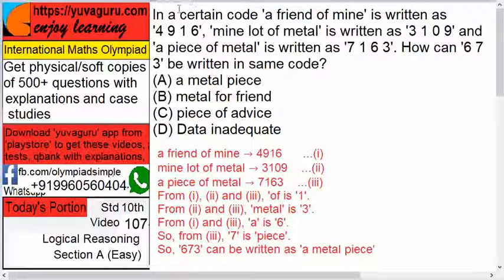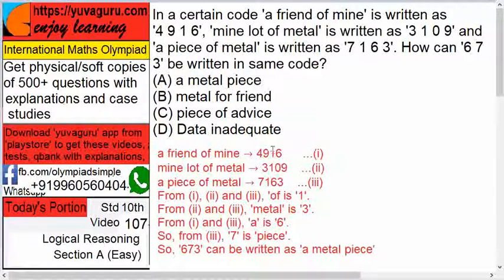Let's start. In a certain code, "a friend of mine" is written as 4916, "mine a lot of metal" is written as 3109, and "a piece of metal" is written as 7163. How can 673 be written in the same code? First write everything that is given. A friend of mine: 4916. Mine a lot of metal: 3109. And that last one, a piece of metal: 7163.